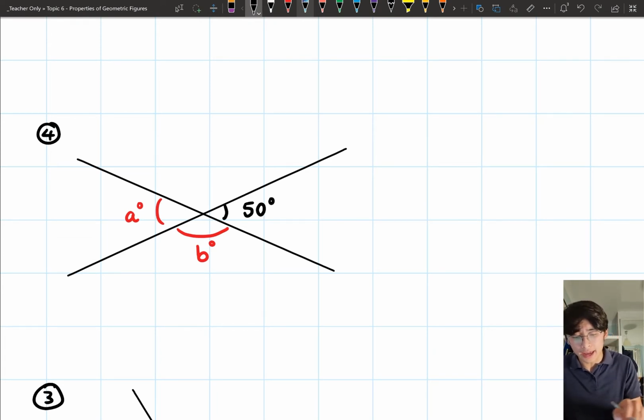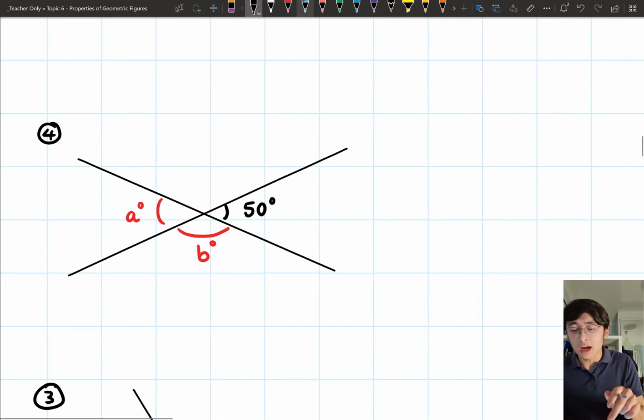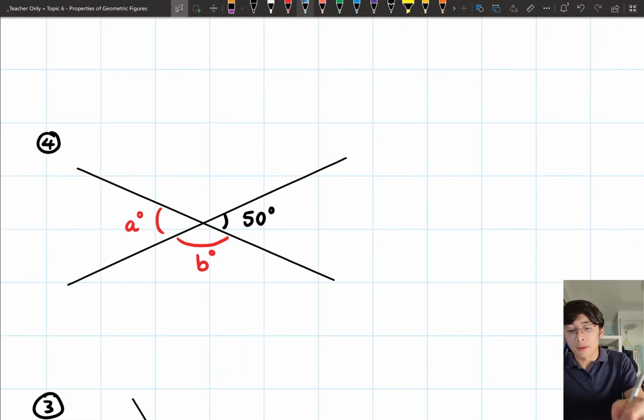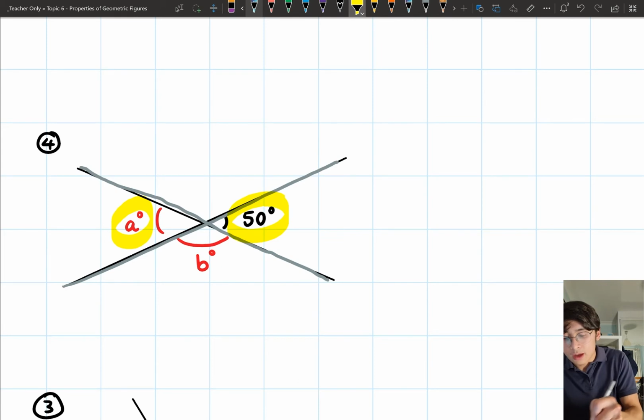Now, if you have a look at A and that 50 degrees, the only thing that we can work off of is the fact that there's that 50 degrees there. And so if you have a look at this diagram, it kind of looks like my vertically opposite diagram. I have an X here, and I've got two angles on opposite sides. So I've got my A and I've got my 50 degrees. And because they're on opposite sides of this X, that means they're vertically opposite angles.